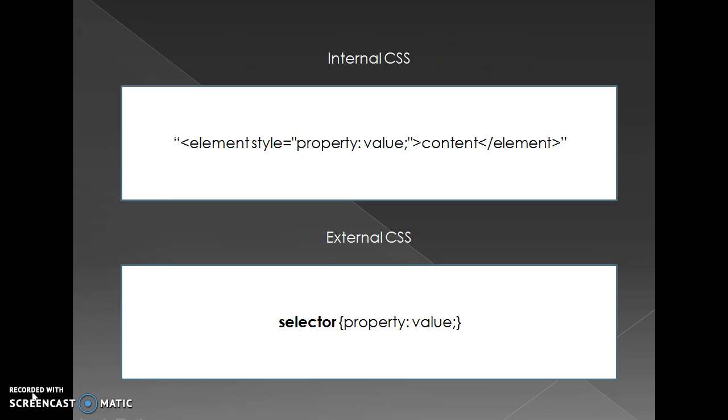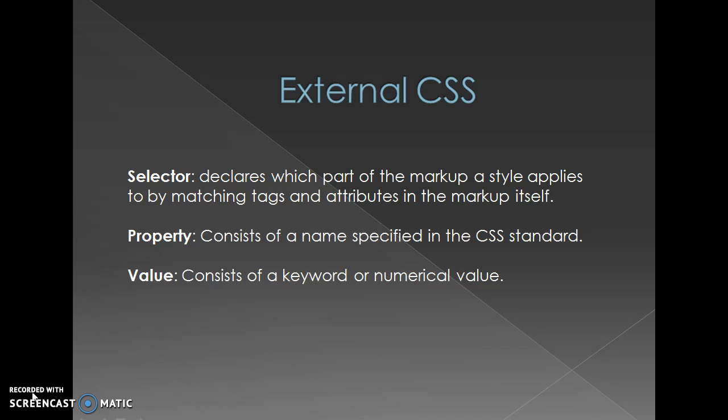Internal CSS syntax is listed above, with element style, property, and value. External CSS is below, with the selector, property, and value. External CSS carries a selector, a property, and value. The selector declares which part of the markup a style applies to by matching tags and attributes in the markup itself. Property consists of a name specified in the CSS standard, and a value consists of a keyword or numerical value.